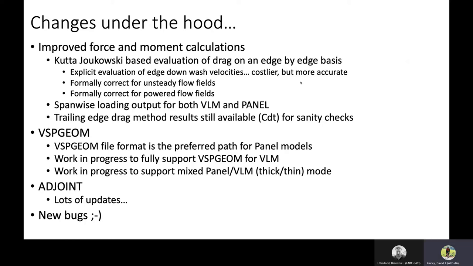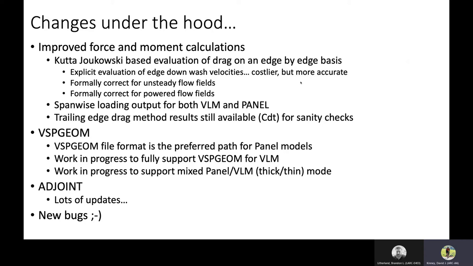one of the big ones that people probably have noticed already, and probably will have some confusion about, is improved force and moment calculations. There are multiple ways to calculate the forces and moments once you have a solution from a vortex lattice or a panel method. The main method that we're relying on now is based on the Kutta-Joukowski theorem, and it's done on an edge-by-edge basis. To do that, you basically have to explicitly evaluate the downwash velocities from all the other edges onto each edge. We were trying to avoid this because it's just more costly.